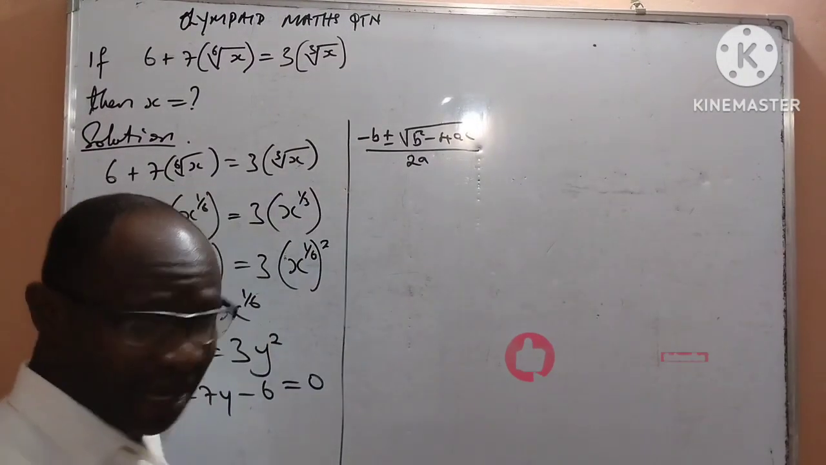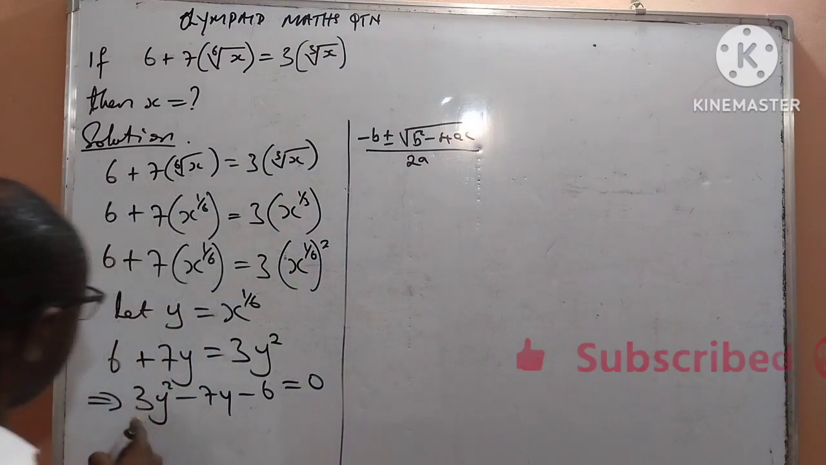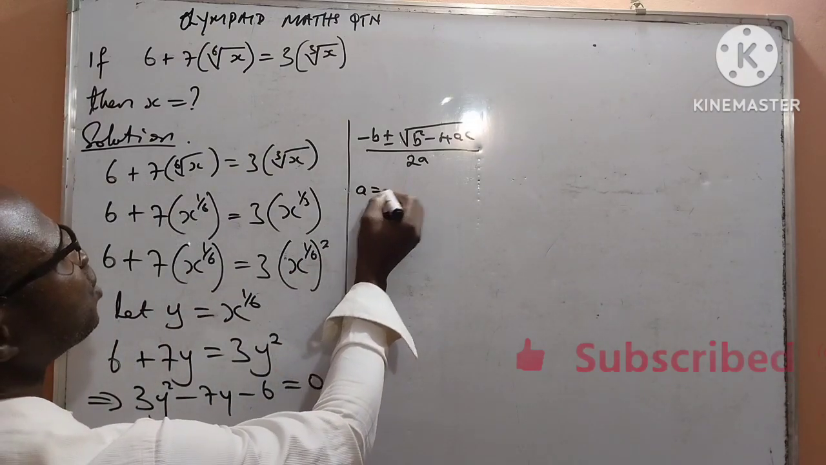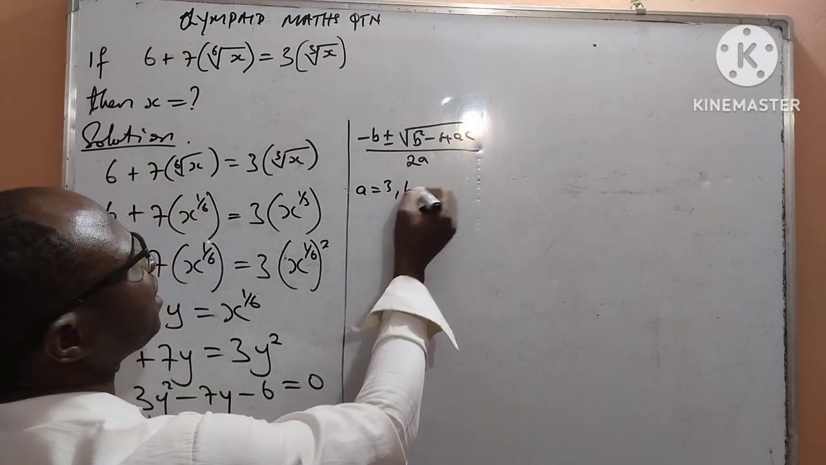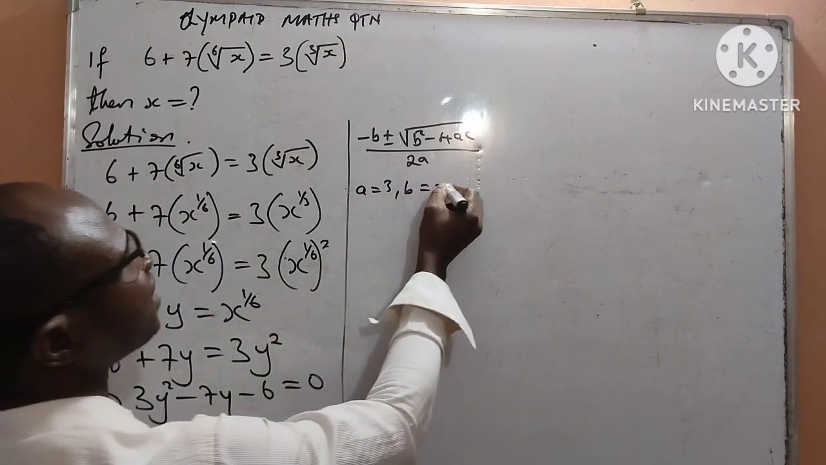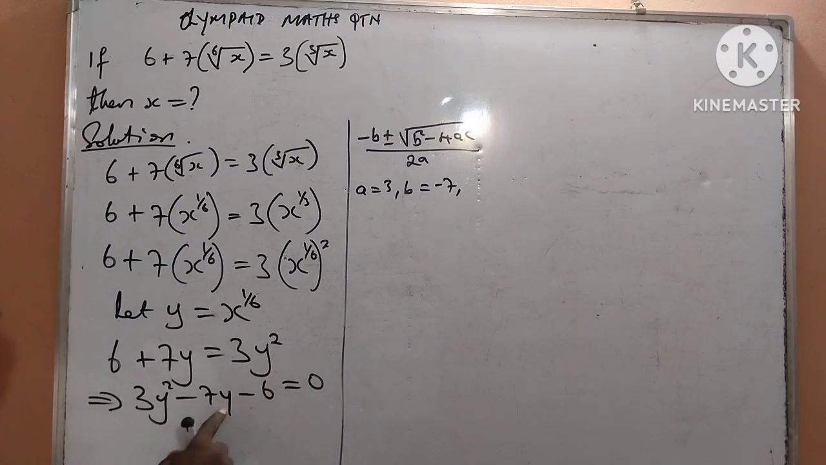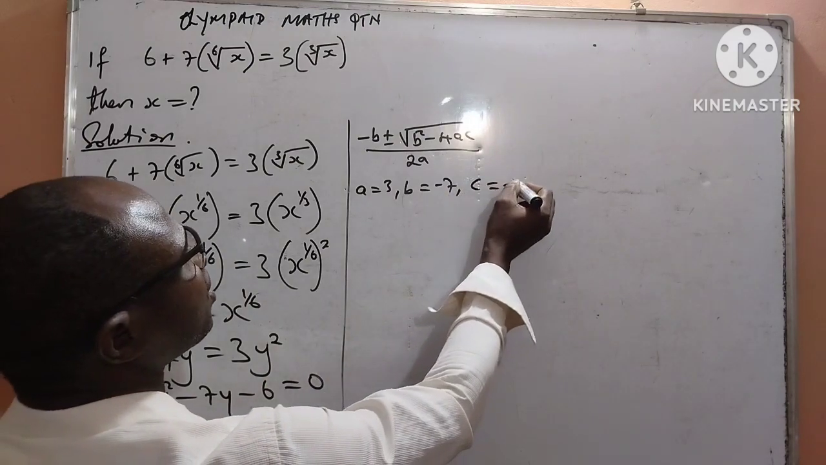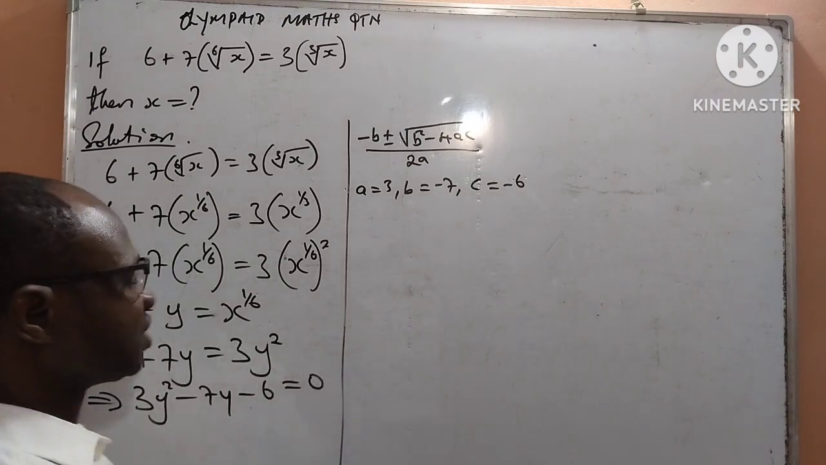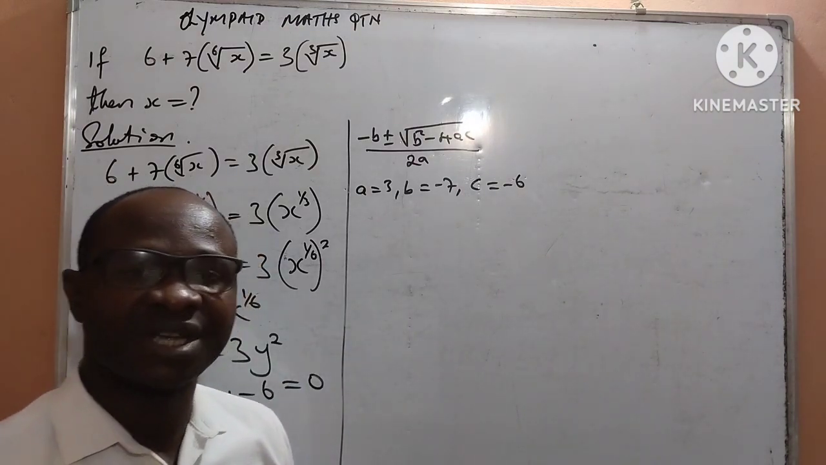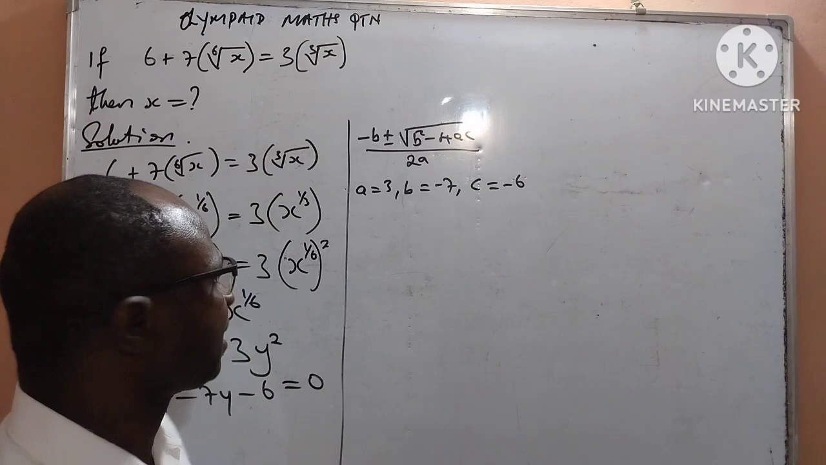Now here, my a is equal to 3, that is the coefficient of y squared, and my b is equal to negative 7, which is the coefficient of y, while my c is equal to negative 6, which is independent of any variable.